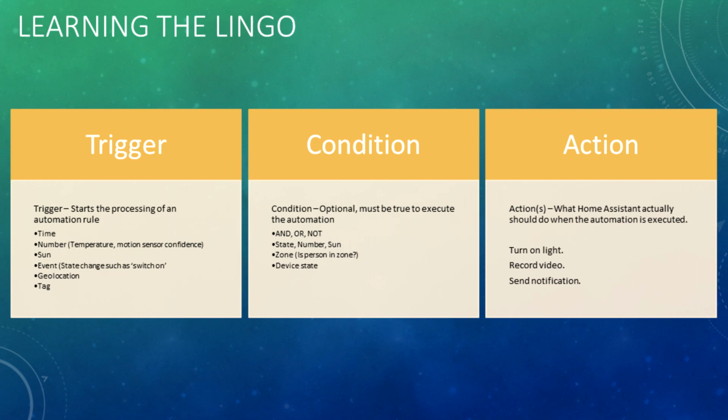Now, sometimes you do need something to happen at a certain time, and there is a time trigger also in Home Assistant. There's also an NFC trigger called tag, so you can swipe an NFC card and have an automation kick off. There's things like geolocation, which means when I leave my home or when I enter a certain area, maybe I enter this zone that I've designated as work, I want to have some automation kick off. You can do that as well.